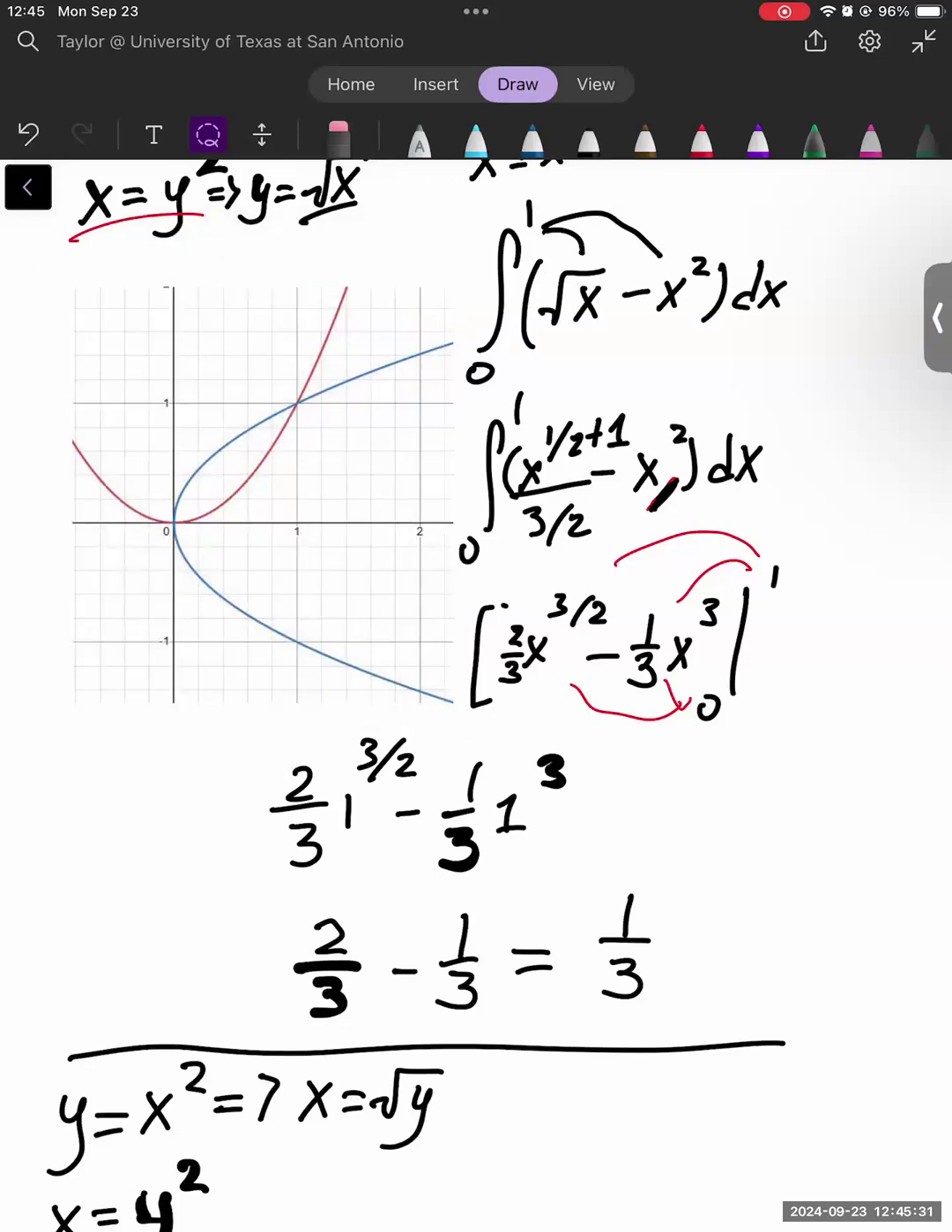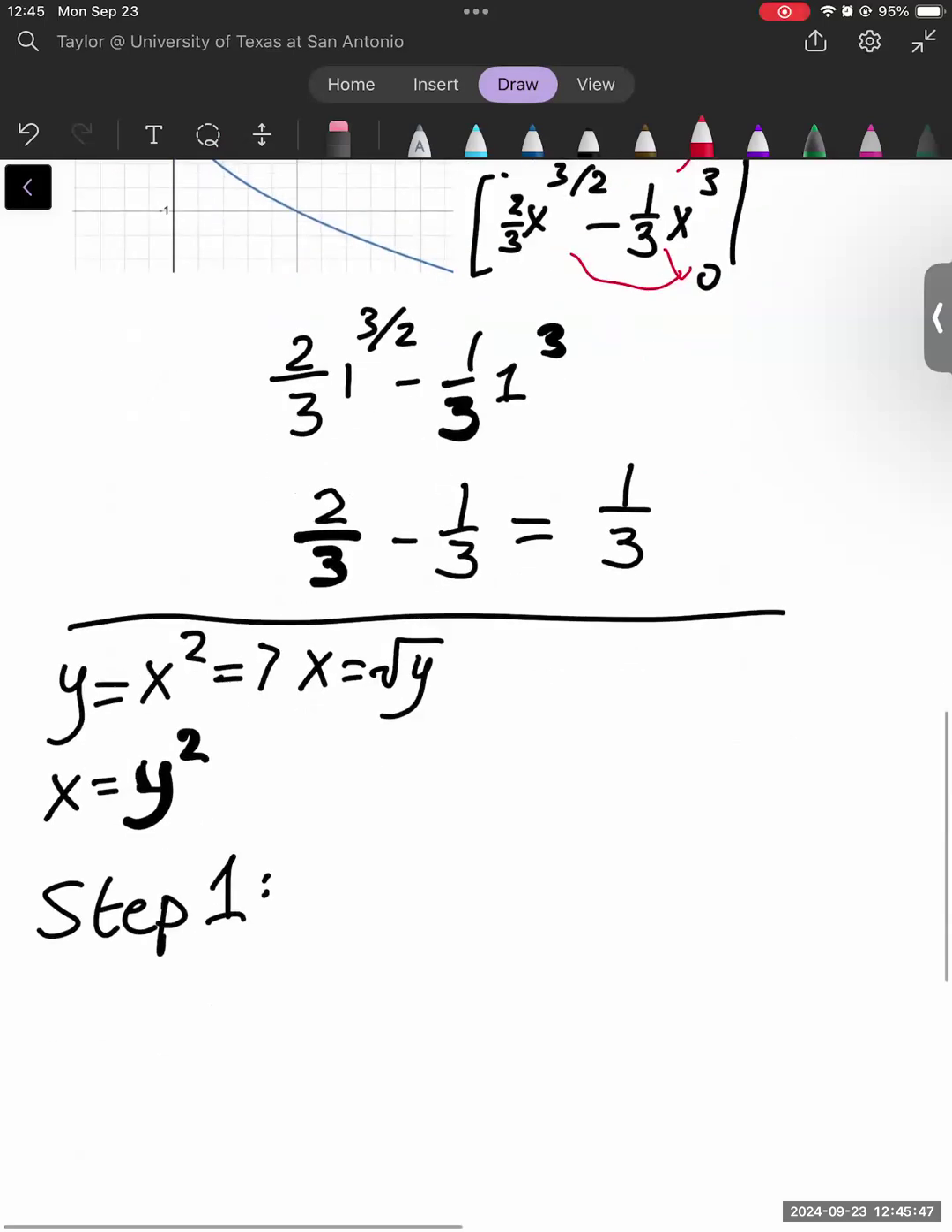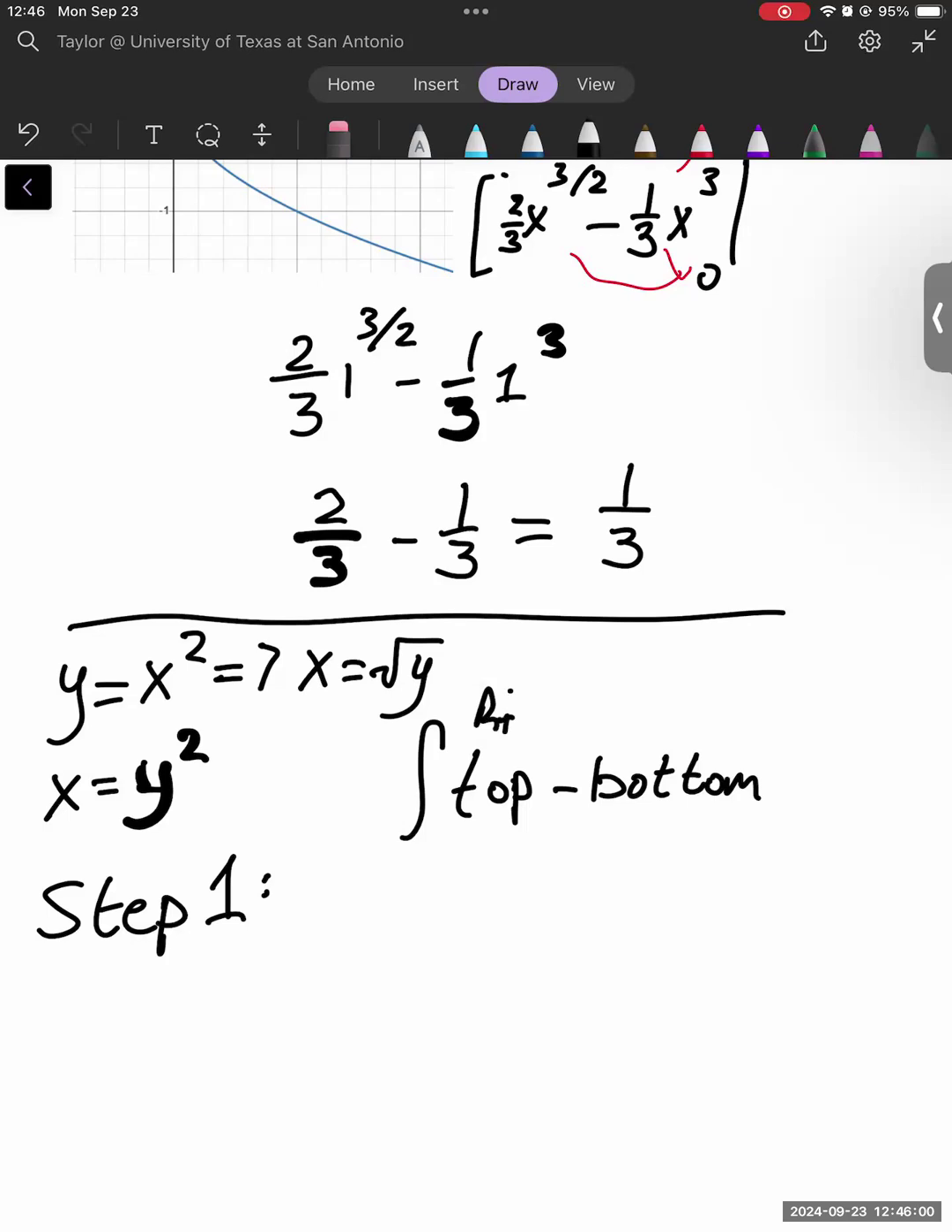If you rotate the graph 90 degrees counterclockwise, you'll see that drawing my horizontal line in this case comes down like this, and we hit the red line first and then the blue line. So what is the setup of our integral? We have the integral of top minus bottom, or in this case, right minus left.